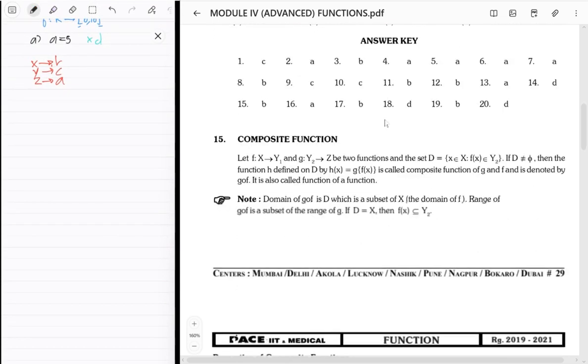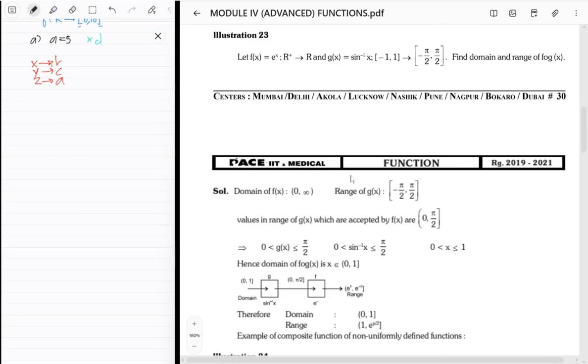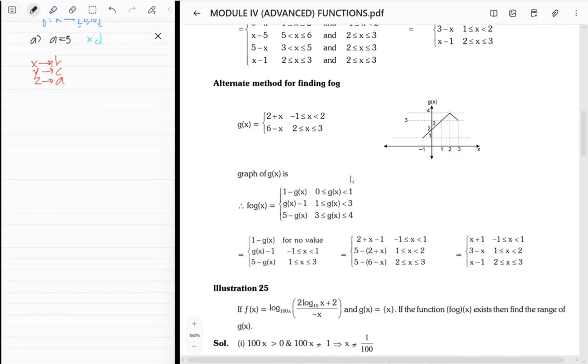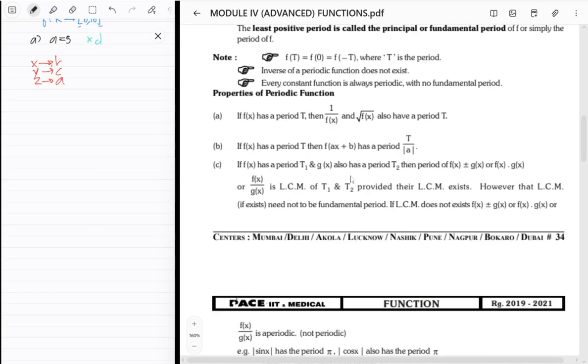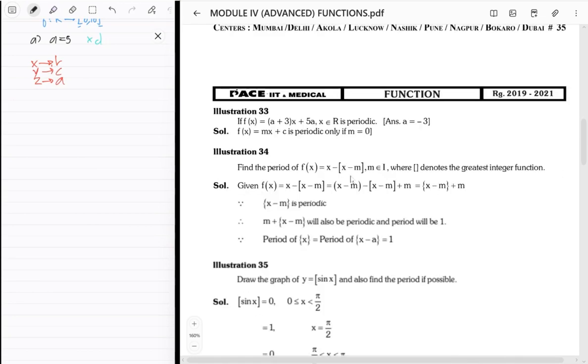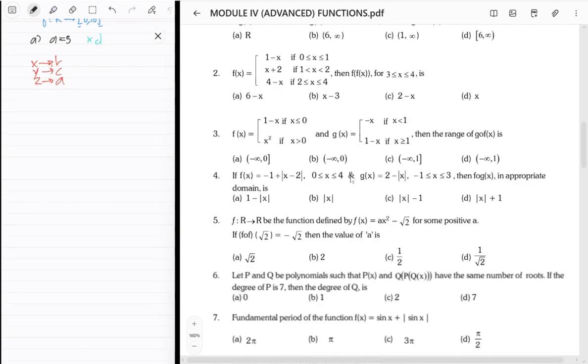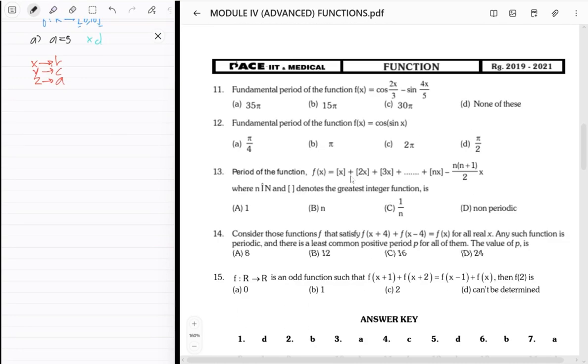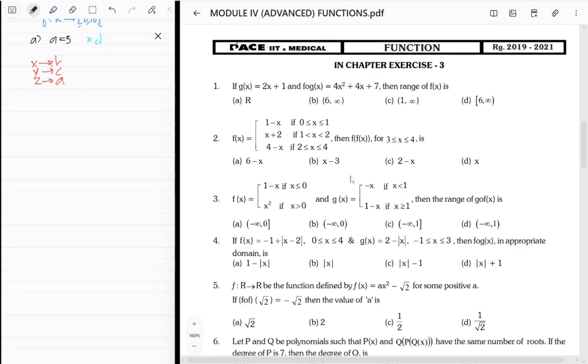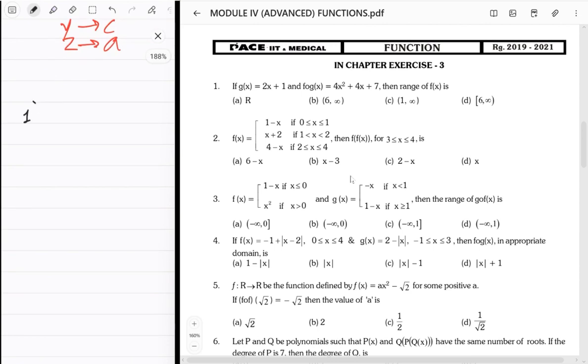Next exercise, in-chapter exercise 3. Come on, where is it? Ah, right, here it is. How many questions? Once again, 15, whatever. Yeah, just start. First question.